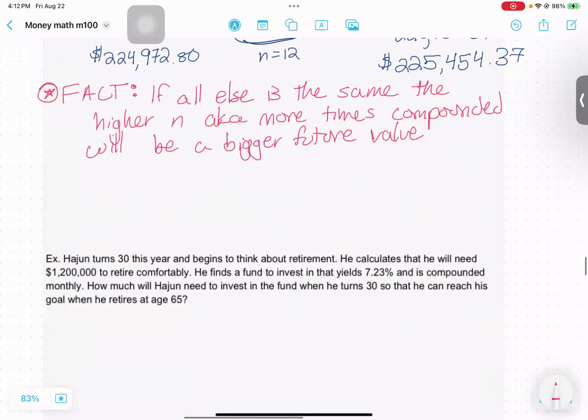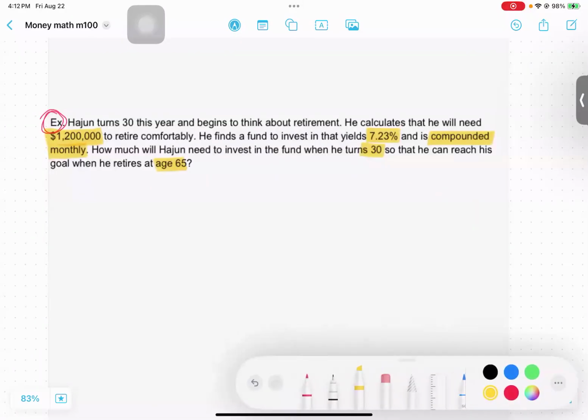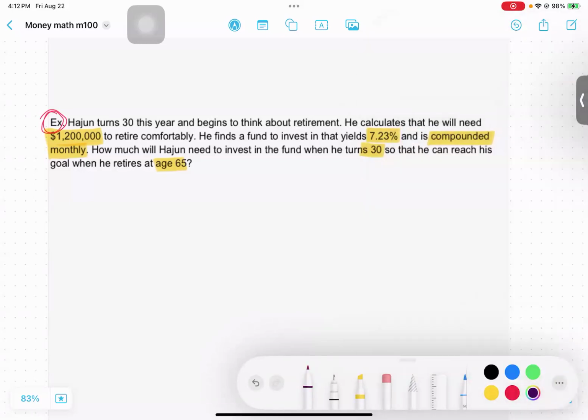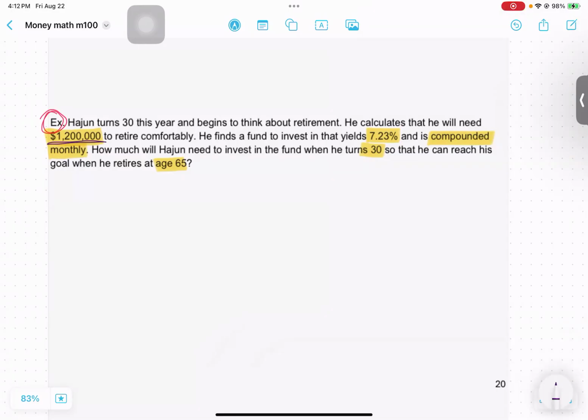Okay. I would like you to take a few minutes and see if you can pause and set up what we need here in this question. All right, so I underlined some key pieces here. Again, I hope you pause and sit and work with this one. This one's a little bit different because it doesn't have an initial amount and then an unknown ending amount. It actually has a known ending amount. Hejun will need $1,200,000 to retire comfortably. Okay. So he's got that end goal in mind.